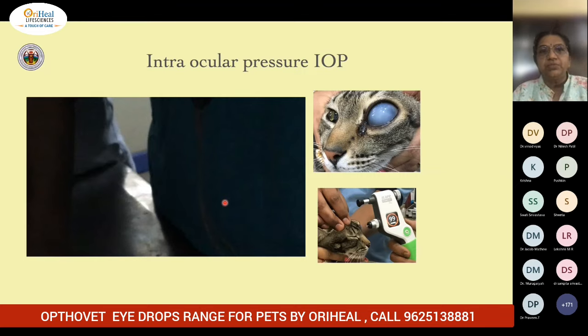But in normal settings, among the different types of intraocular pressure equipment, the tonometers, the best they say is the Tonovet. That is very commonly used by many ophthalmologists abroad. Now this is a cat with a secondary glaucoma, which is very common in cats, and we are trying to see the pressure. You see the reading here, this is 99, almost very high pressure. So we immediately did a synthesis for that cat.